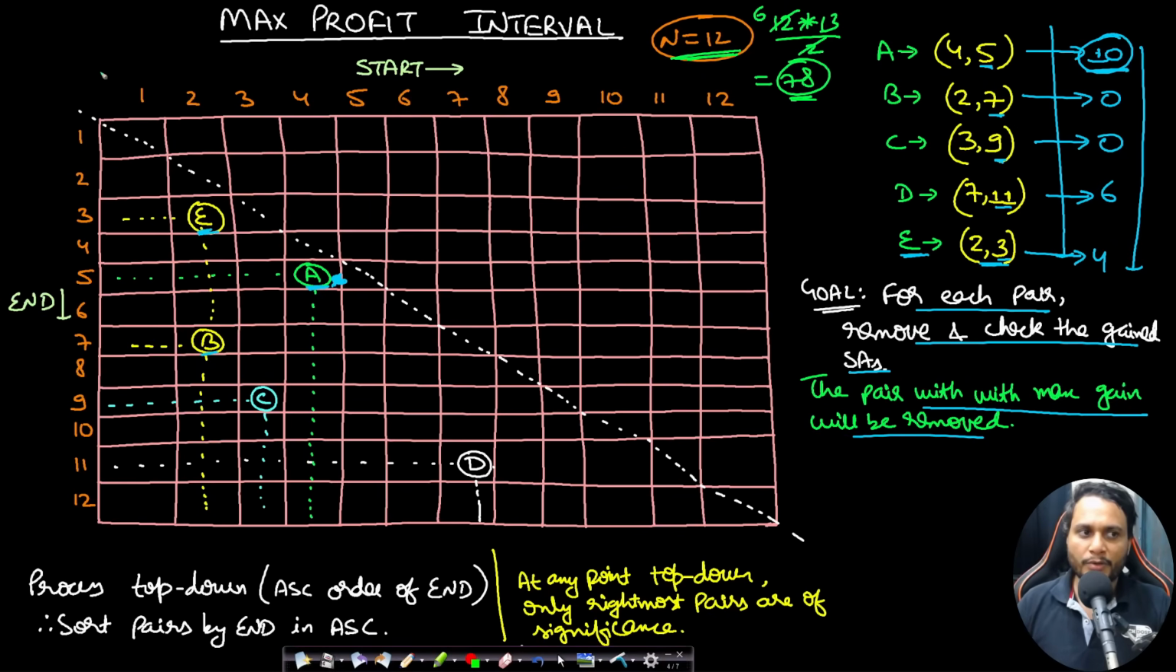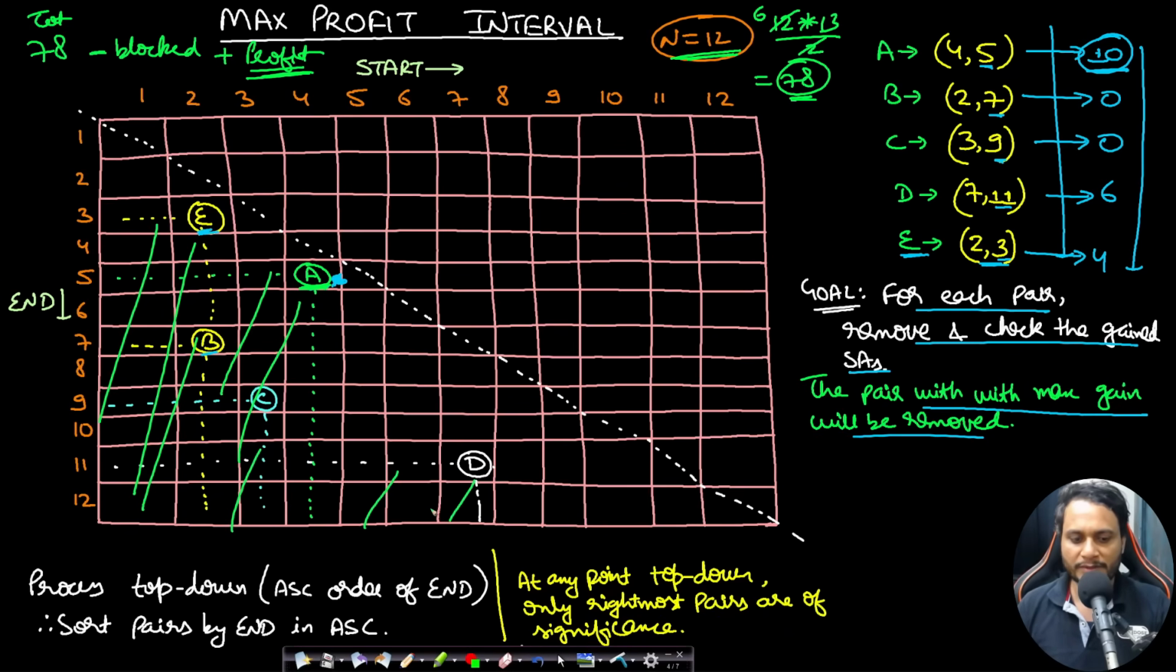Out of this, in total, subarrays are 78. This is the total. From this you have to subtract the blocked subarrays, and on this you have to add the profit. What is the profit? The profit is when you free up a conflicting pair, how many subarrays become valid which were previously invalid. That is your profit, because I can free up a conflicting pair. If I could not free up a conflicting pair, then all this blocked region is the one which I would just be subtracting from the total number of subarrays.